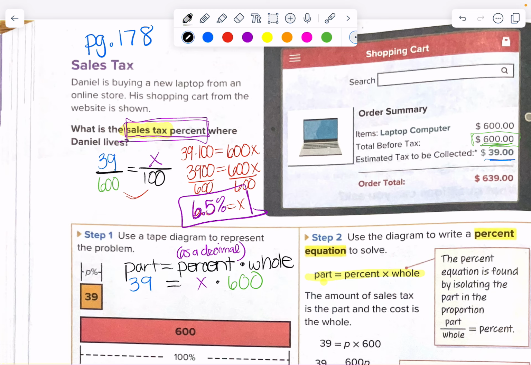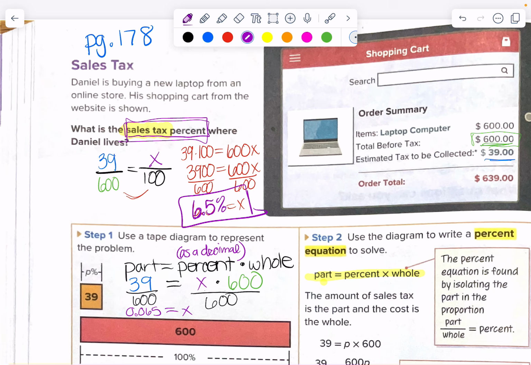When I look at this equation, since 600 is being multiplied by something to get 39, I can solve that by dividing by 600. When we look at this division problem, every fraction is a division problem. So this is 39 divided by 600. You read it top to bottom. When you type 39 divided by 600 into a calculator, that's going to give you 0.065.